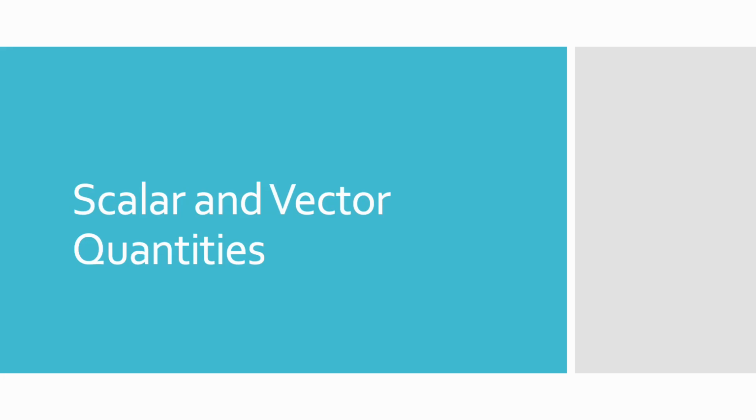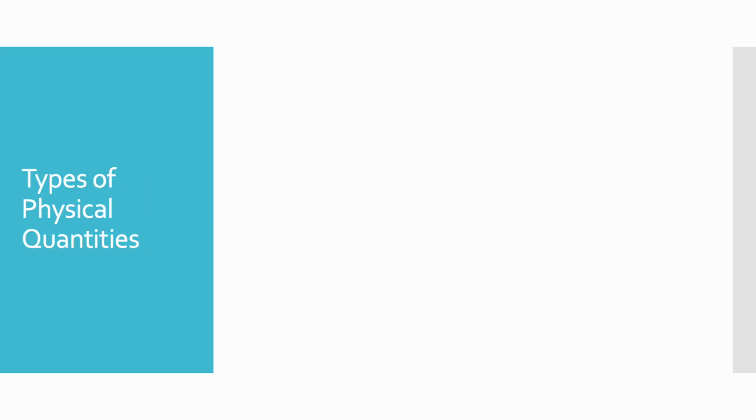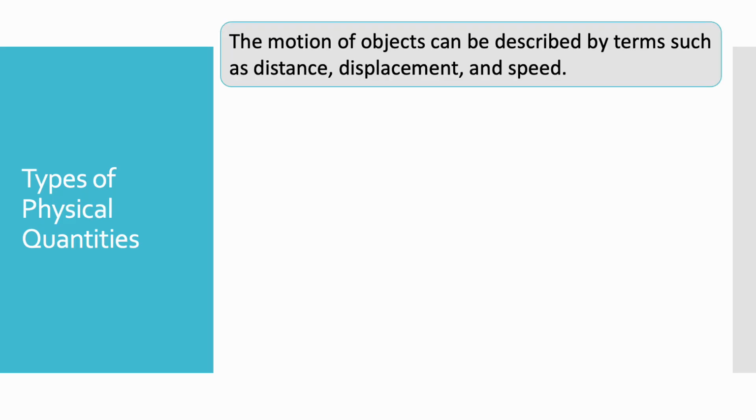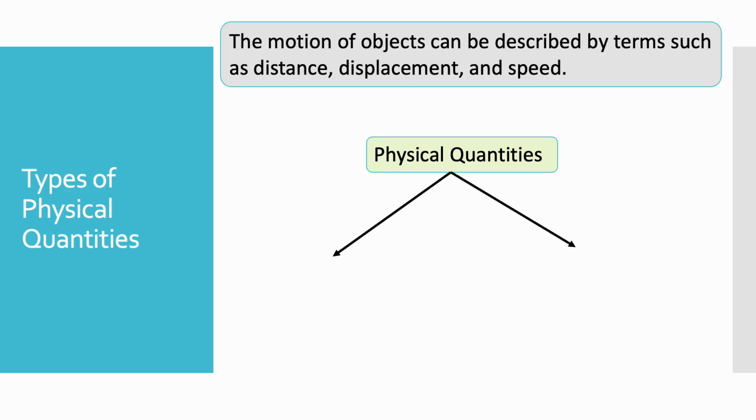Hello everyone. Today we will be learning about scalar and vector quantities, two very important ideas in physics that help us describe motion, distance, displacement, speed and velocity. Physical quantities can be classified into two types: scalars and vectors. Scalars are described only by magnitude, whereas vectors need both magnitude and direction.